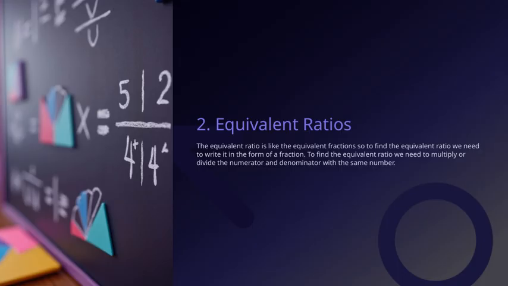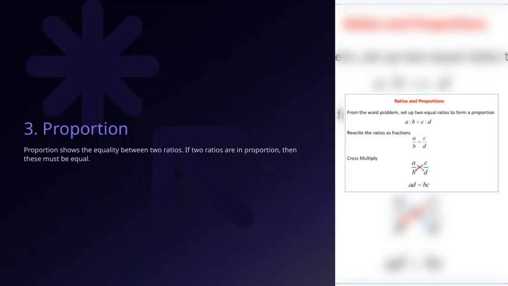This concept is really important because it helps us understand how ratios can be scaled up or down while maintaining their value. It ties into the larger idea of understanding proportional relationships, which is at the heart of this whole presentation. Let's talk about proportion. Proportion is all about showing the relationship between two ratios. It helps us understand if two quantities are in a fair and balanced relationship.